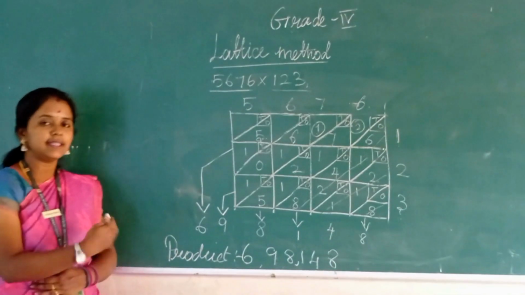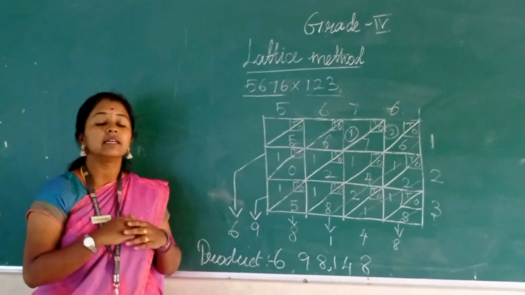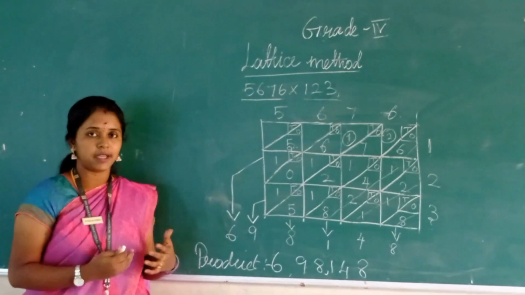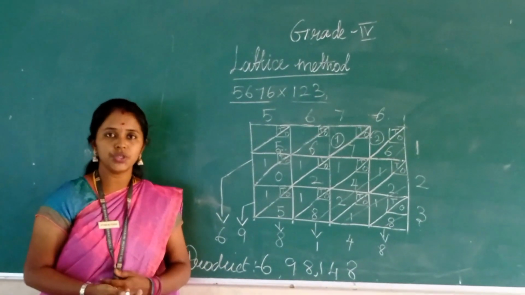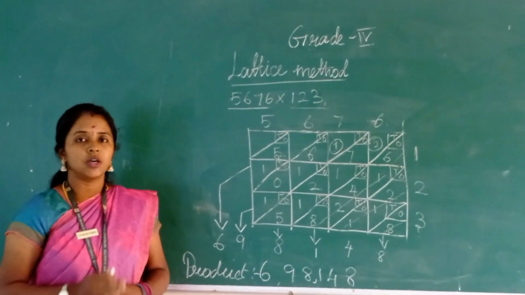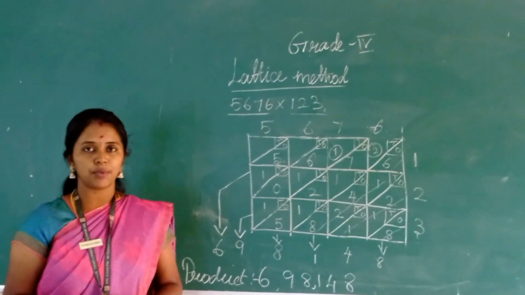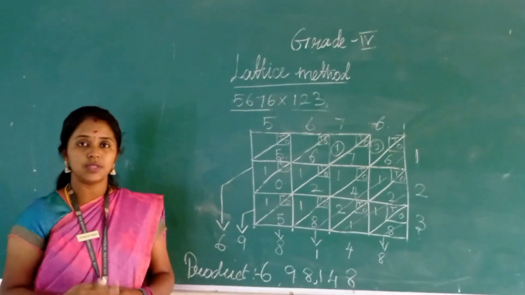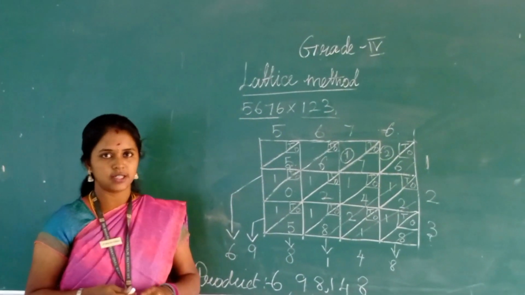Your product is 6,98,148. You will get the same product when you are solving the problem using the normal long multiplication method also. This method is only for you to make the problem easy and solve it in an easy way. So it doesn't give us different values of products. It will give us the same product when you are solving using both methods. You can check it using the long multiplication method in the same way.